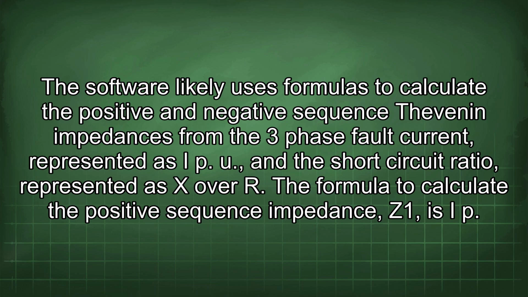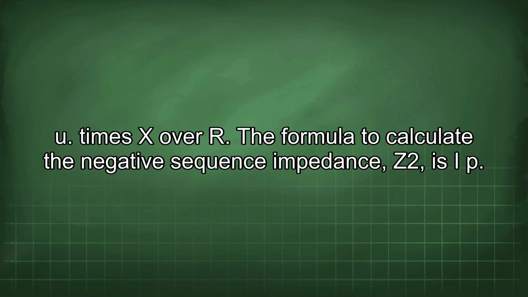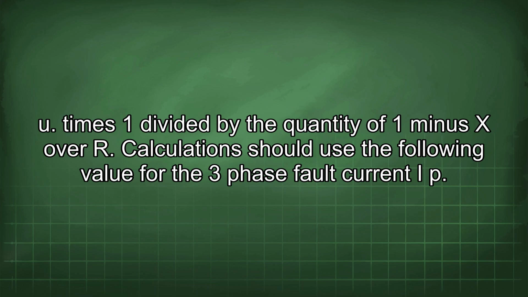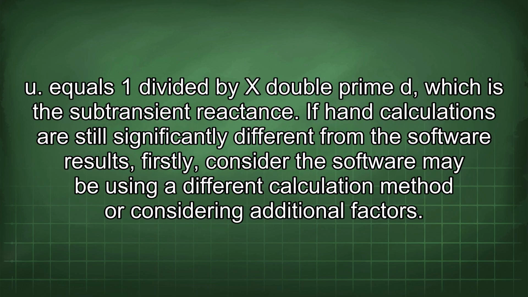three-phase fault current, represented as IP, and the short circuit ratio, represented as X/R. The formula to calculate the positive sequence impedance, shown, is IP times X/R. The formula to calculate the negative sequence impedance, C2, is IP times 1 divided by the quantity of 1 minus X/R. Calculation should use the following value for the three-phase fault current: IP equals 1 divided by X''D, which is the subtransient reactance.